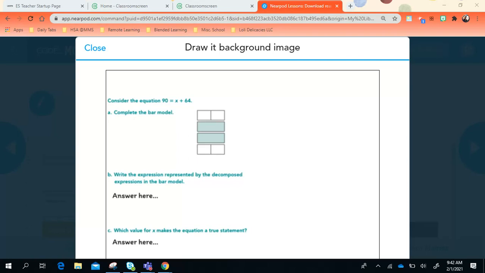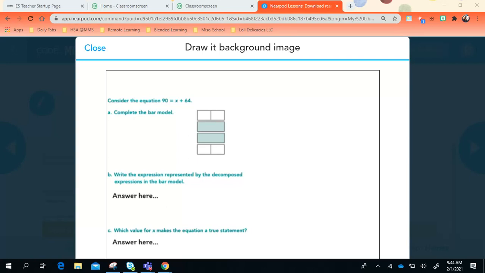So I want you to take a second on your computer and follow the examples that we did and complete your bar model. I don't have my watch, so I'm just going to give you a minute to work your way through it. Okay, good, Shaylin. Make sure that you follow your example.